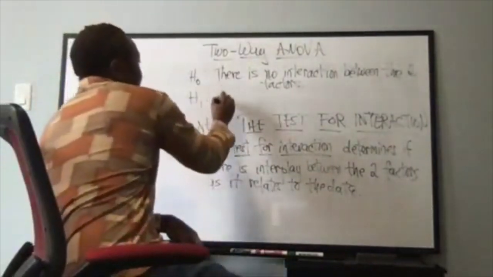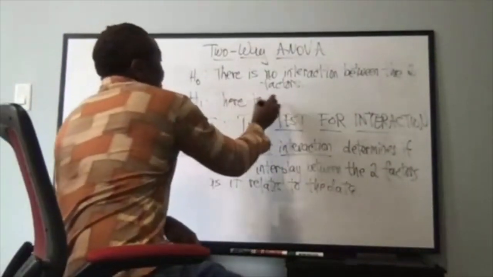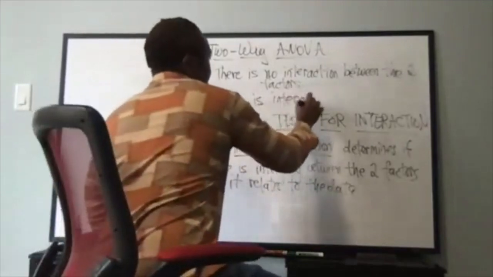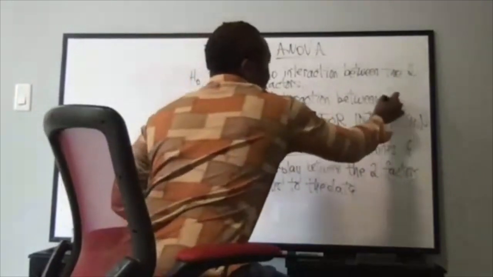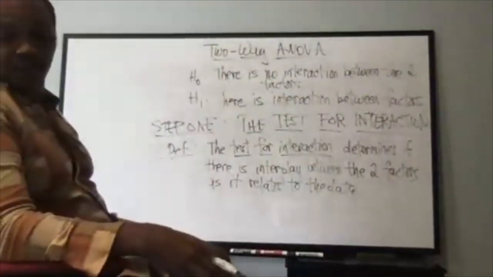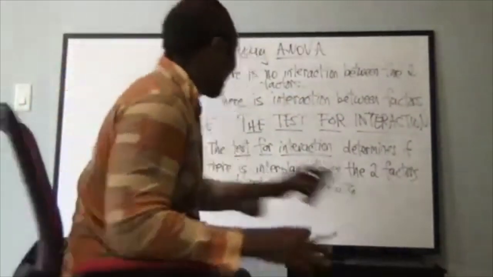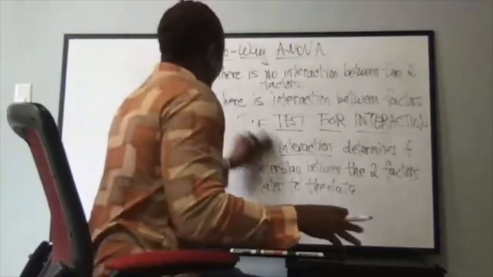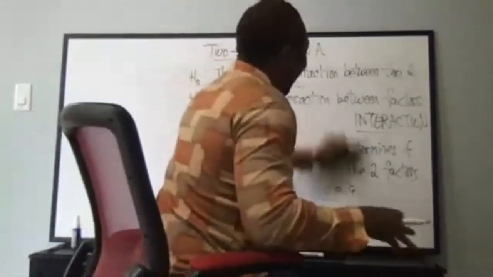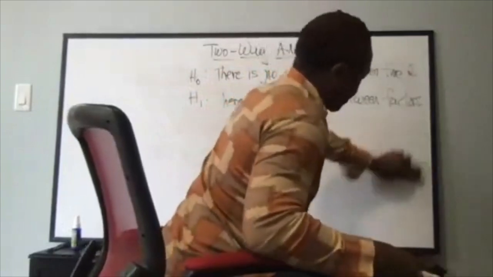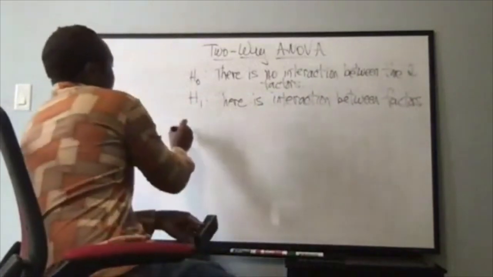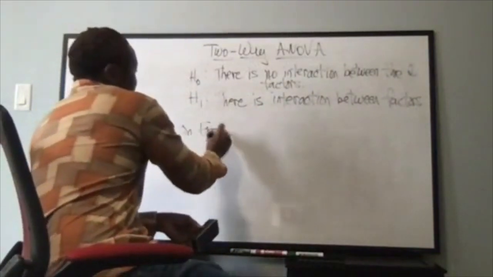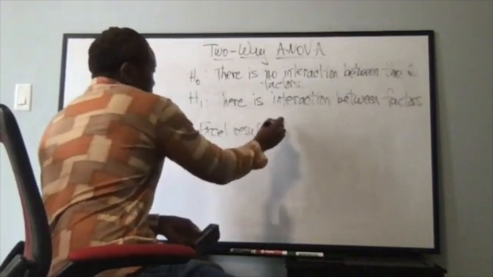The H1 says there is interaction between the two factors. Now, how do we determine this? How do we determine this interaction in terms of the math, right? You can't just wonder if there's interaction. Well, that's okay. On Excel results, this is how you know.